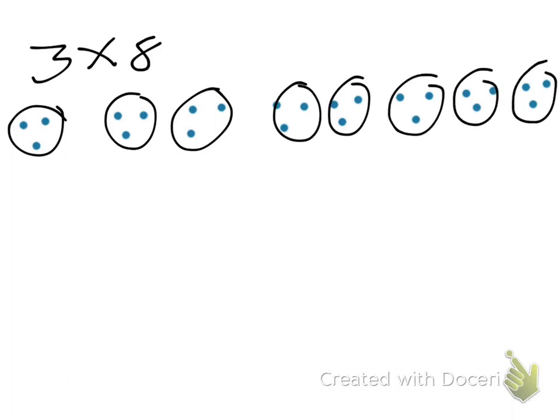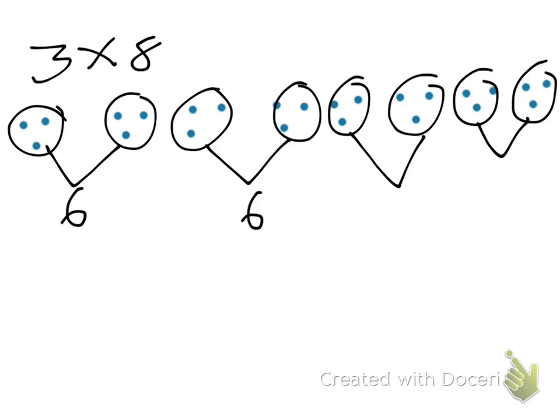8 groups of 3. Now how a doubling tree works is you take 2 of them together and you join those up. So what's 3 plus 3? The answer is 6. So now we've simplified that 8 groups of 3 into 4 groups of 6.